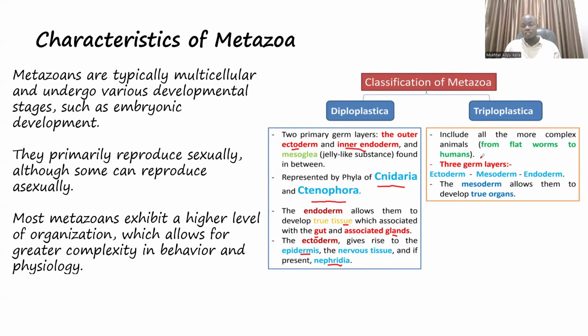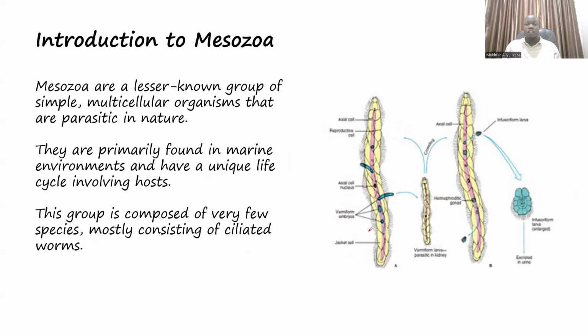So it means that in triploblastica, they have three germ layers: ectoderm, mesoderm, and endoderm. So it means that at this point, mesoderm is included, while in the diploblastica, the mesoderm is absent. So then the next thing is Mesozoa.